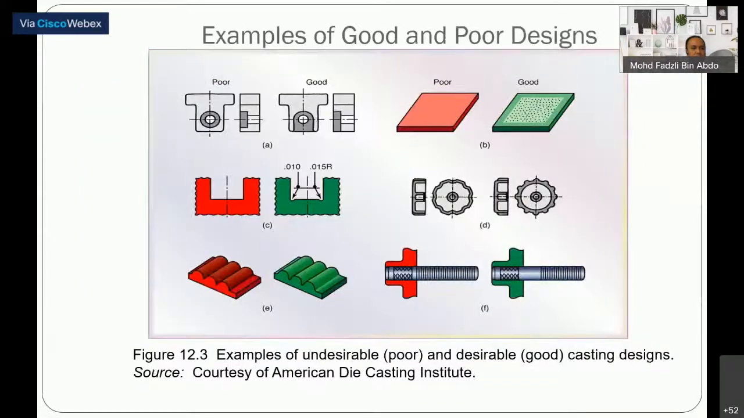Okay, ini good and poor design. Ni contoh example undesirable, poor and desirable casting design. Ni adalah poor, ni adalah contoh yang good. Okay, ini contoh dia lah, nanti tengoklah. Poor dan juga good. Okay.